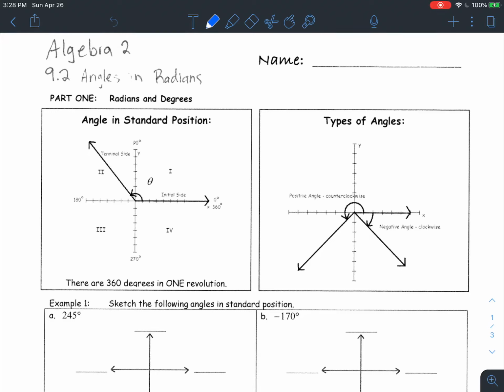Hey guys, today we are talking about 9.2, angles in radians. There's a lot of information to cover in 9.2, including a different way of setting up an angle, a whole different way of measuring an angle, along with some other concepts about angles in general. So since there's so much information, let's just hop right into it.